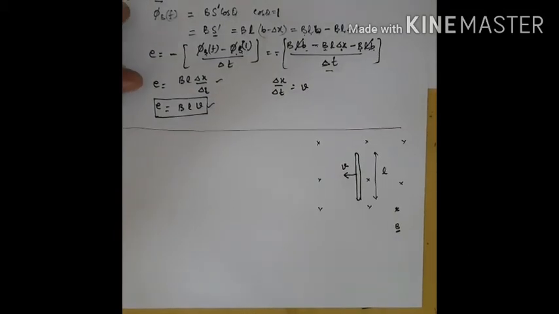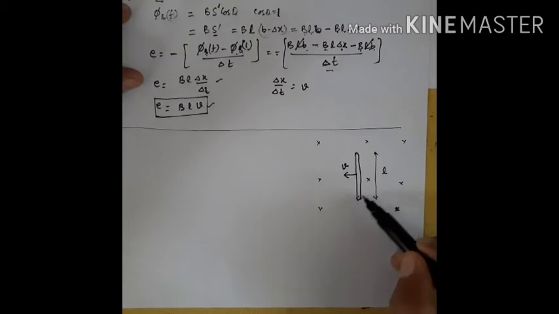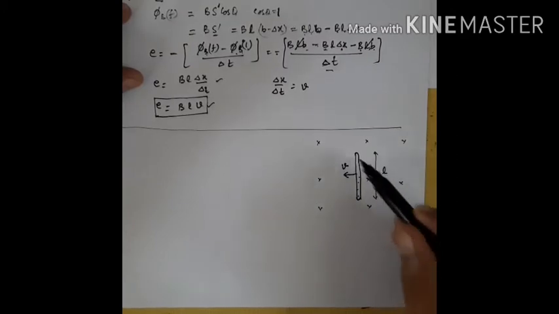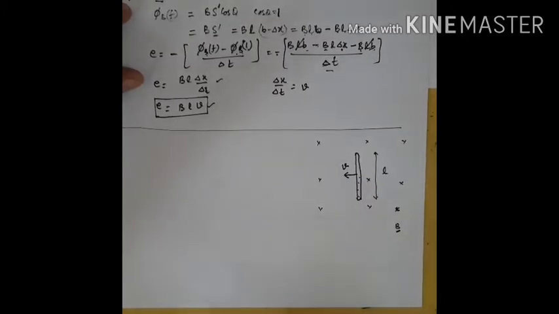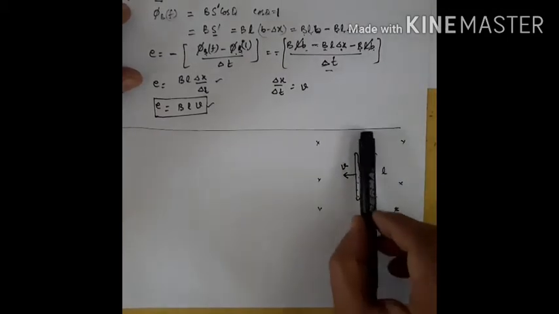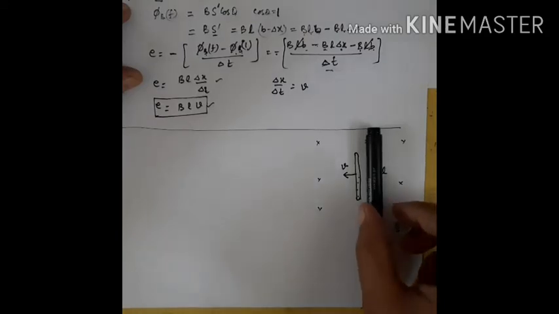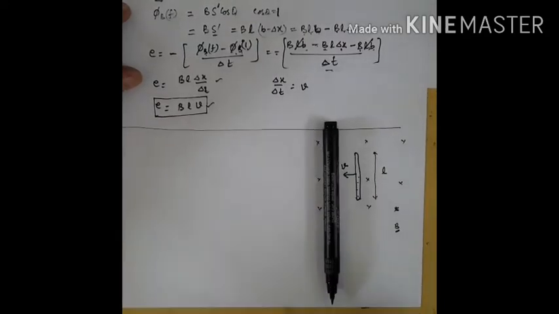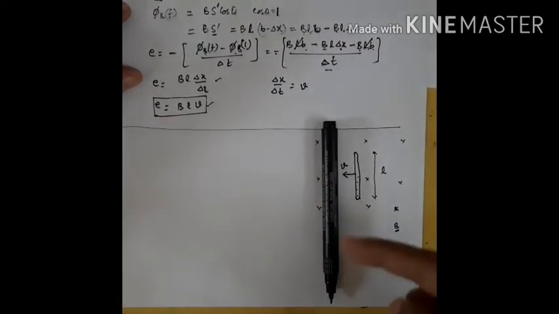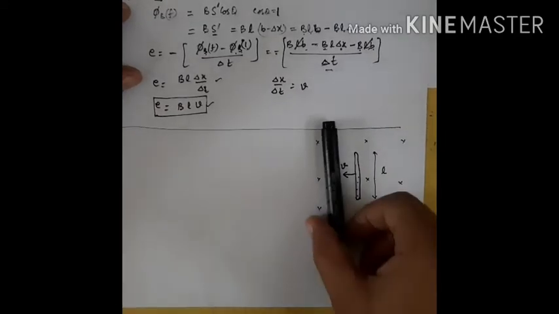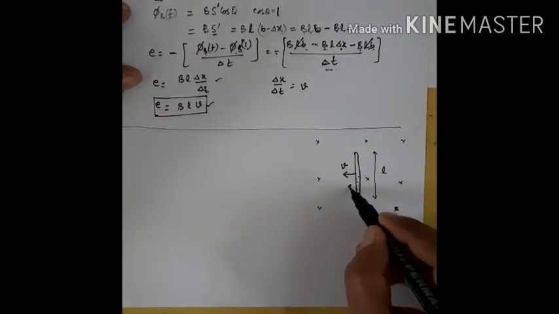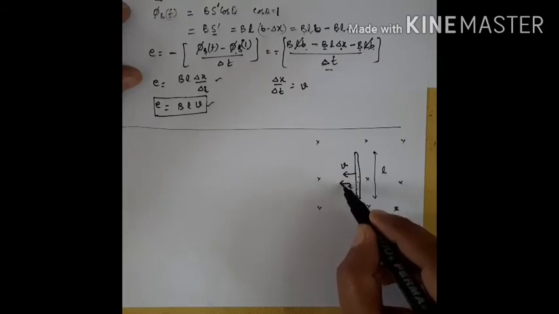To see it, let us look at this picture. We know that this rod has a lot of free electrons. As this rod is in motion, moving in this direction, the electrons inside this conductor will also move along this direction. So we can say that these electrons are also moving along this direction.